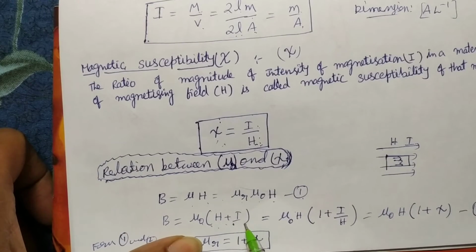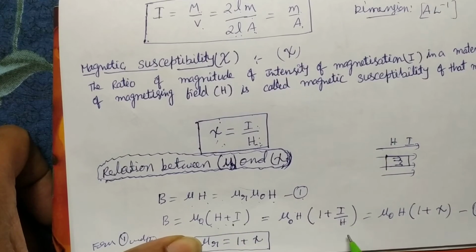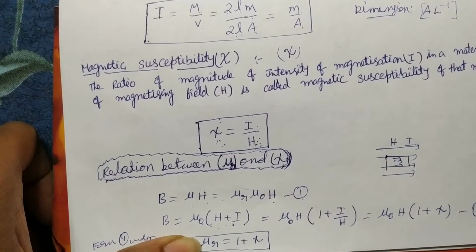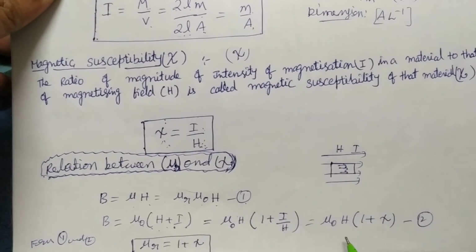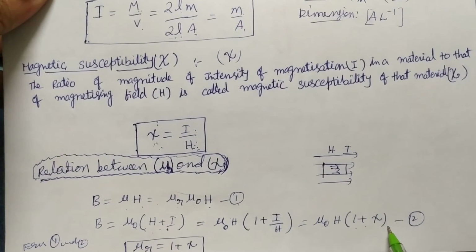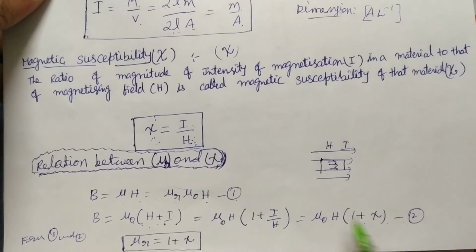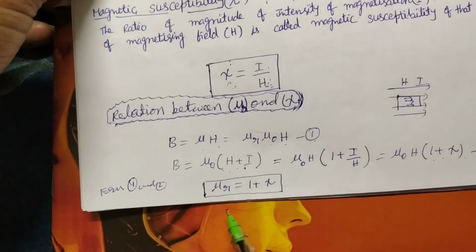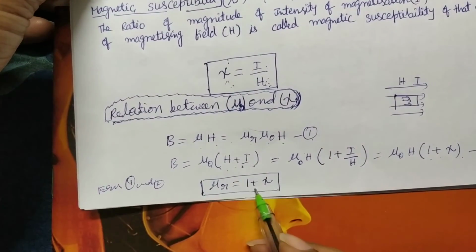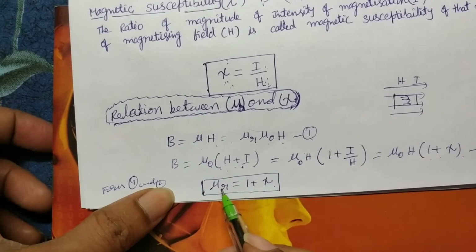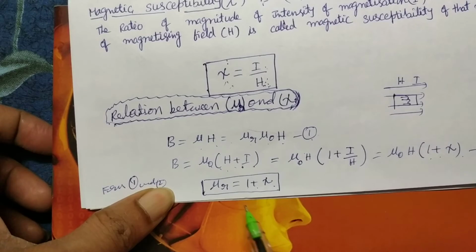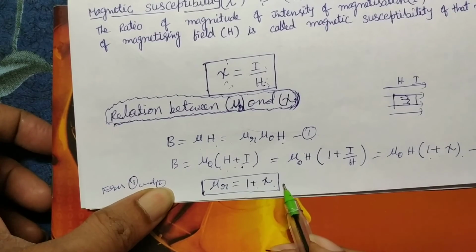Here we can write, taking H common outside, 1 plus I by H. What is I by H? That is nothing but psi, the susceptibility of the medium. So you can write mu naught H into 1 plus susceptibility, equation number 2. From equations 1 and 2, you can compare these two. Mu naught H is there in both. Then what you get? Mu R is equal to 1 plus psi. The relative permeability of the medium is equal to 1 plus susceptibility.